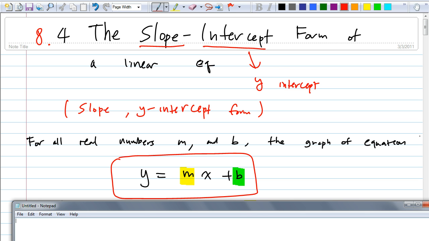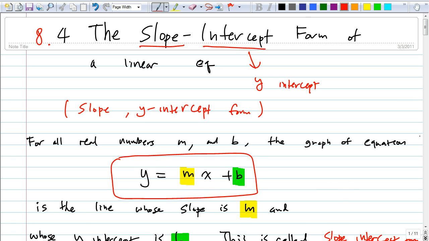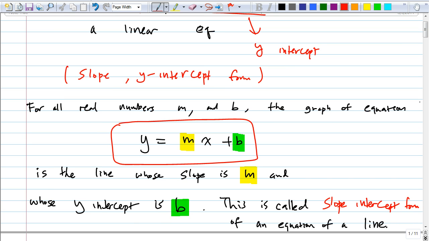All you have to do is make sure that the line is in this form, y equals mx plus b. So the coefficient of the x is the slope. You did this last year also. And whatever number comes after the plus, that's the y-intercept. Easy enough? So that's what I have right here. M is the slope and the y-intercept is b.